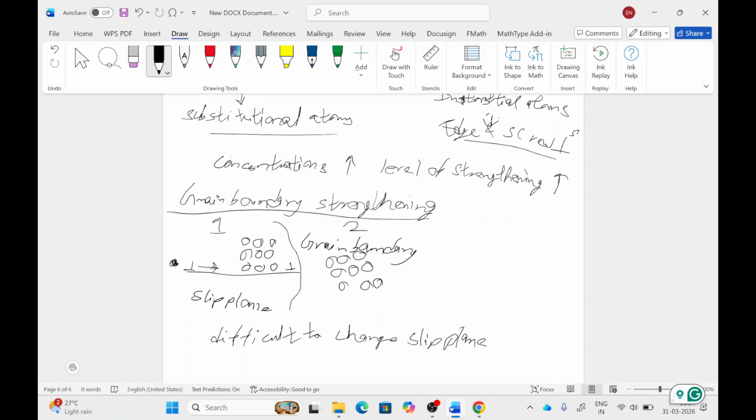So the difficulty in changing slip plane: they cannot cross this grain boundary and enter grain 2. So they accumulate, meaning the dislocation stays here, facing the applied shear stress in this direction, and as it accumulates here, it also faces some resistance force from the grain boundary region because of the disorder region at the grain boundary.